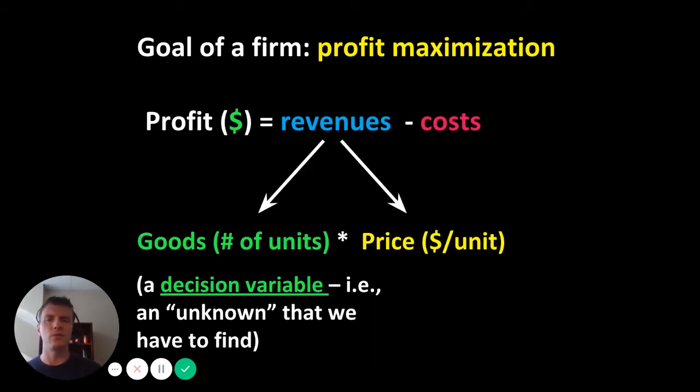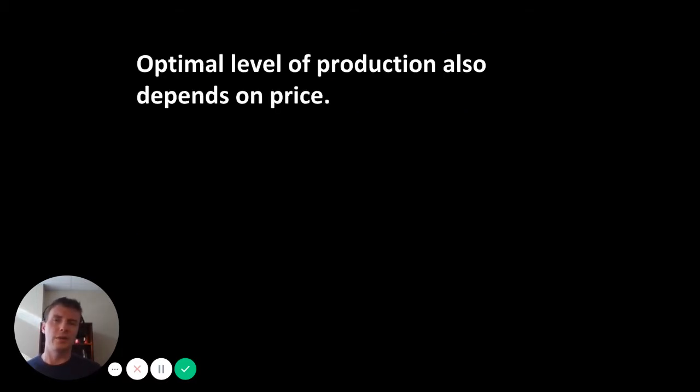And remember, revenues are the product of how many goods or units you produce times the price at which you can sell them. And the number of goods that you produce is what we're trying to find. That's what we're trying to optimize. So what that equation implies is that the optimal level of production might depend on price. We have to think about how price factors into this.